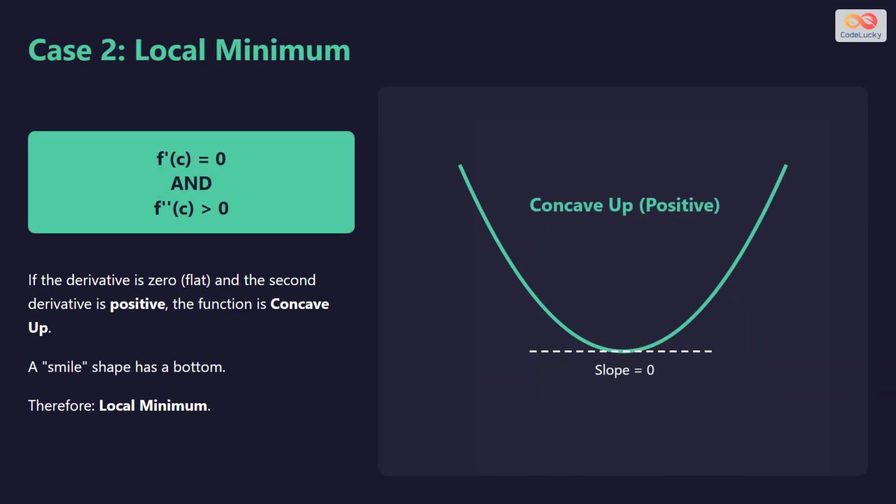Now for the second case. If your slope is 0 and the second derivative is positive, the graph is concave up. Since a smile shape has a bottom, this point is a local minimum. Remember, positive second derivative implies a min.